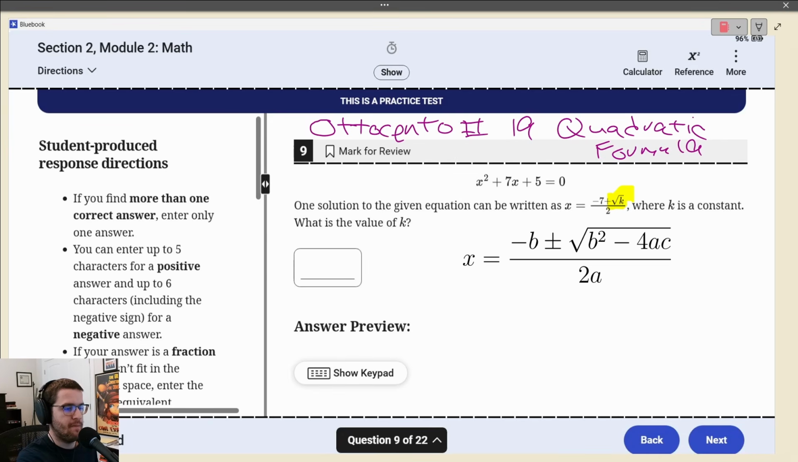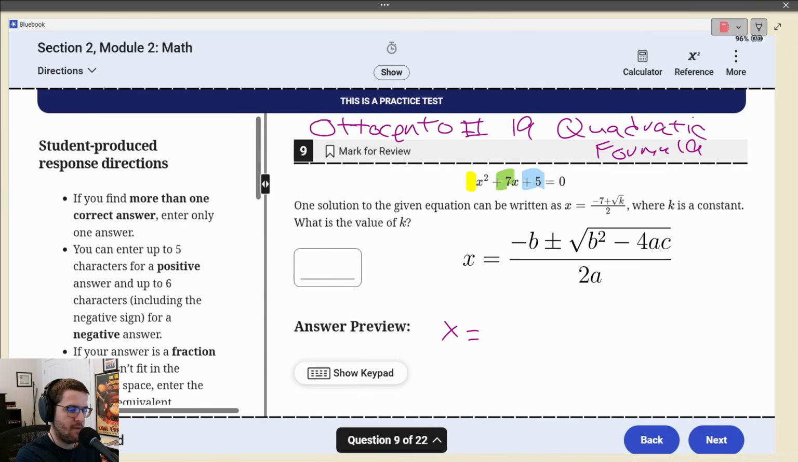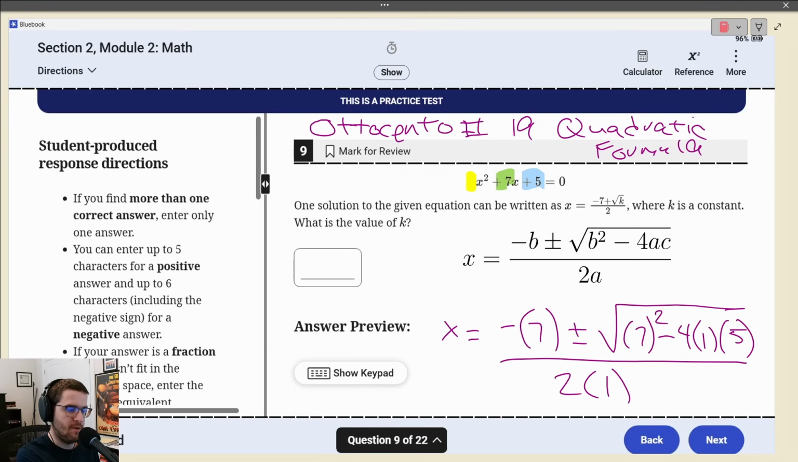Quadratic formula's on there. All right, so first thing we're going to do is identify a, b, c. So a is what's in front of x squared, 1. b is what's in front of x, 7. And c is the constant term, so that is 5. So we're going to write negative 7 plus or minus the square root of 7 squared minus 4, a is 1, c is 5, all over 2a, so 2 times 1.